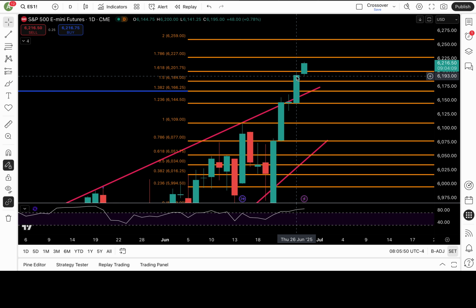So if we want to get bearish, 6201.75 and 6200 are the two levels you want to see break down. If they can do that, 6184, 6166, and 6144 would be in play to the downside. Those are the support levels that I have. So we want to watch the behavior of the price action. If we're going to get bearish, the price action behavior must reflect that by breaking down the levels that I mentioned.